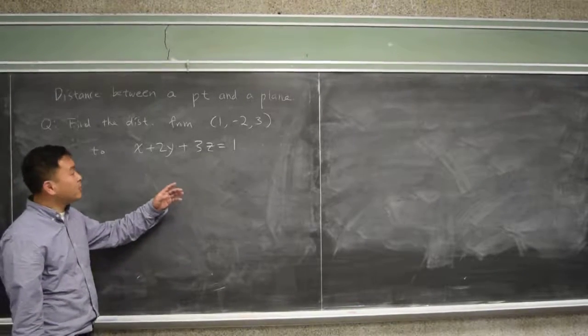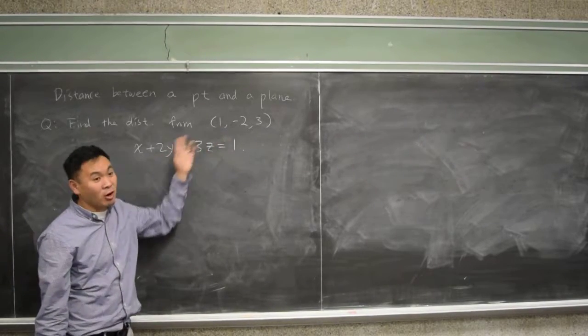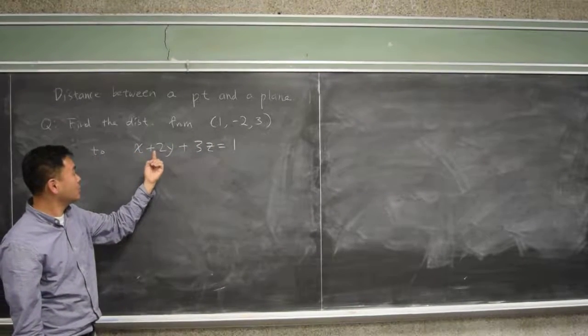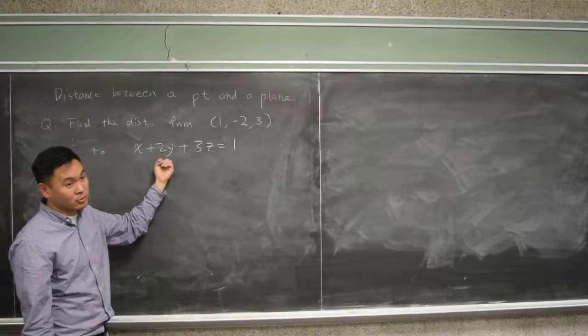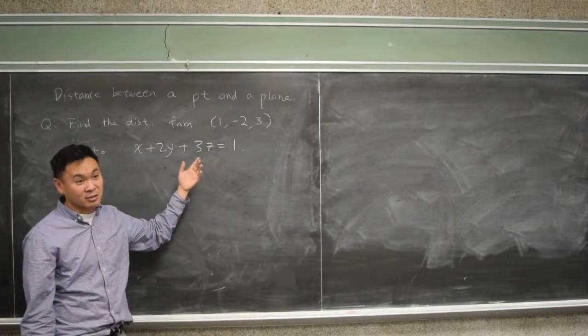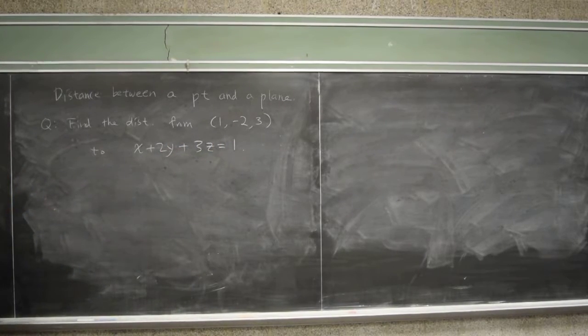Now, definitely it's not 0, because if it was 0, then this would be on the plane itself. You plug in on the left side, you get 1, -4, so 1 minus 4 is -3. 3 times 2 is 9, so you get 6. It doesn't match with the right side, so it's definitely not the same.